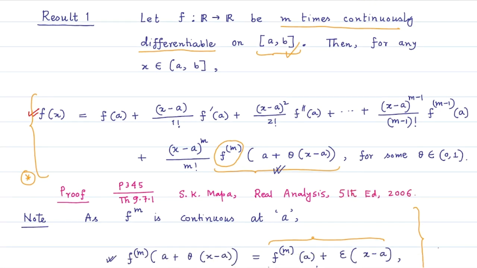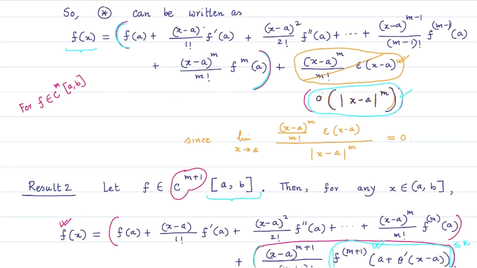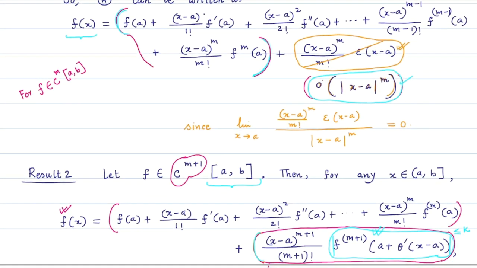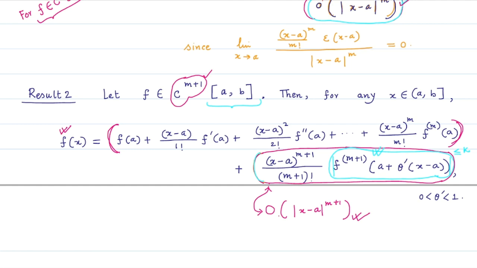Now with the help of these two results, result 1 and result 2 on Taylor's approximation, we see that the function f can be approximated by a polynomial of degree at most m with an error of small o of |x − a|^m if the function f has continuous derivatives till order m. And if f has continuous derivatives till order m+1, then f can be approximated by a polynomial of degree at most m with an error of big O of |x − a|^(m+1).